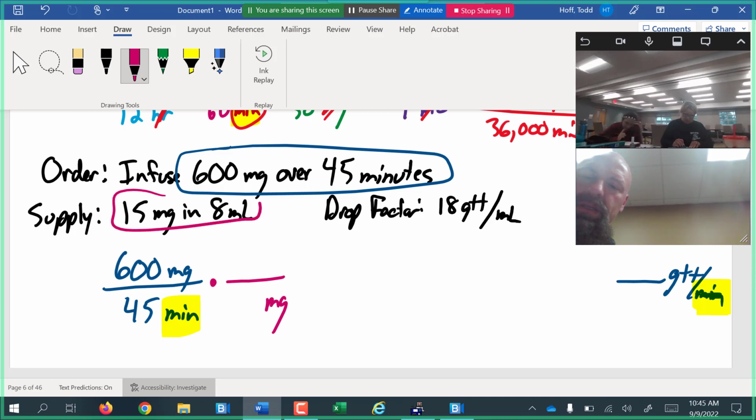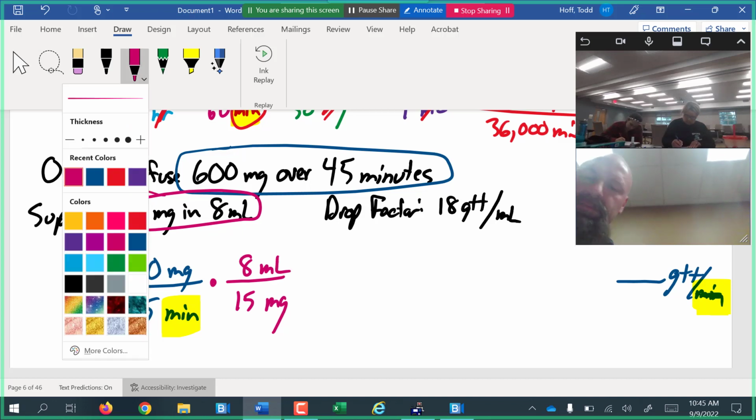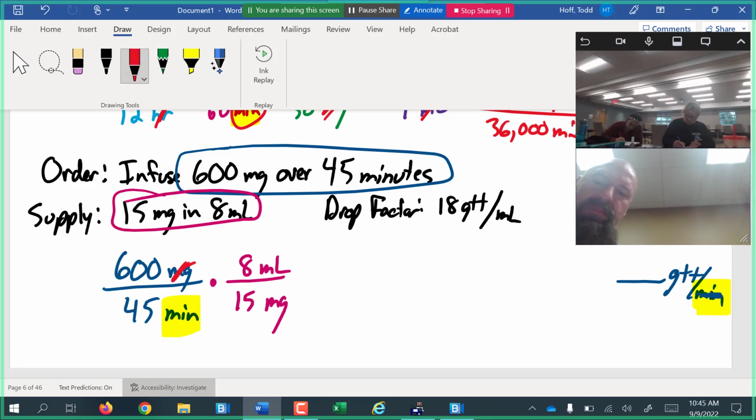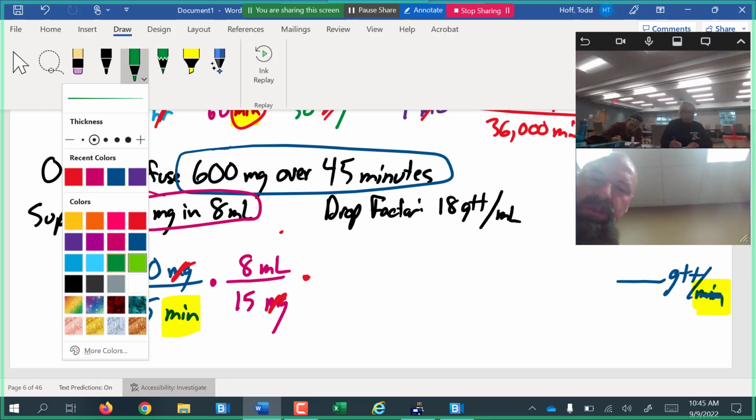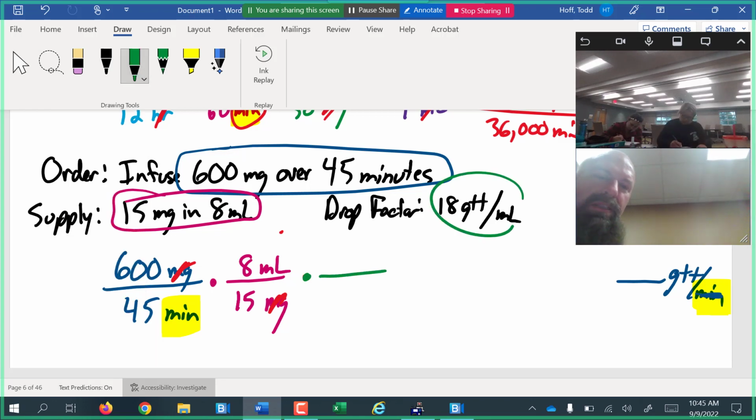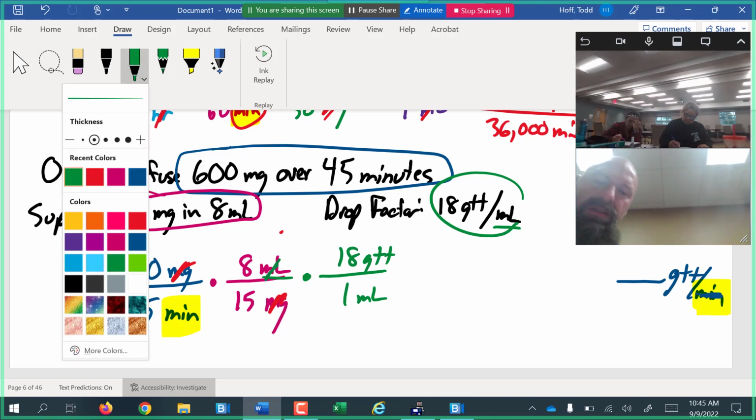Again, we have our equivalency from our supply of 15 milligrams is equivalent to 8 milliliters. The milligrams have canceled out. And then, of course, to get from milliliters to drops, we use the drop factor again. This is saying 1 milliliter, that'll go on bottom, so we cancel out the milliliters, is equivalent to 18 drops. And so the milliliters cancel out.